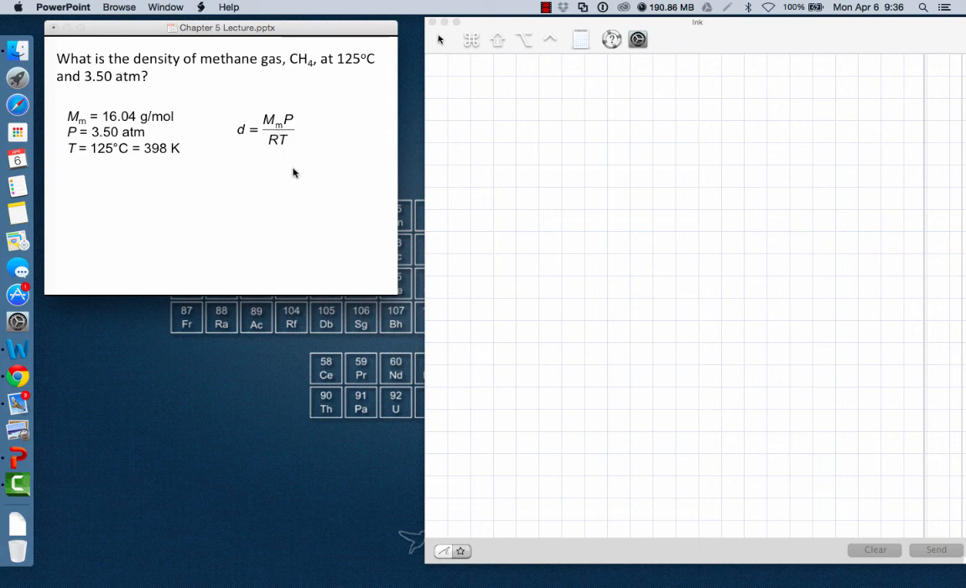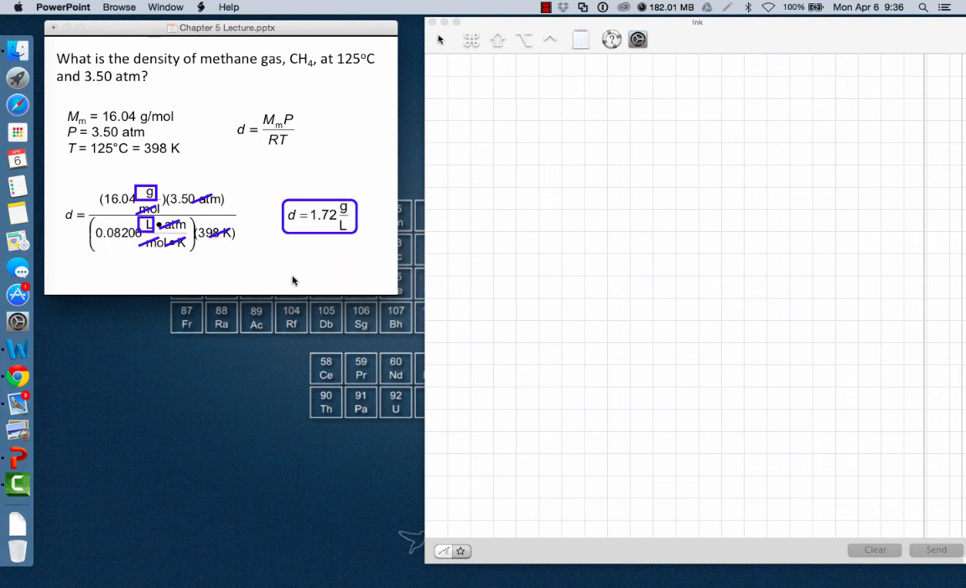So we're just going to plug and chug, put the density, the molar mass, the pressure in there. And here is how everything works out. We have density 16.04 grams per mole times the pressure over our R, and then 398 Kelvin. So we have everything canceling, and we end up with density in grams per liter, and we have 1.72 grams per liter. So that's a pretty standard way to do it.